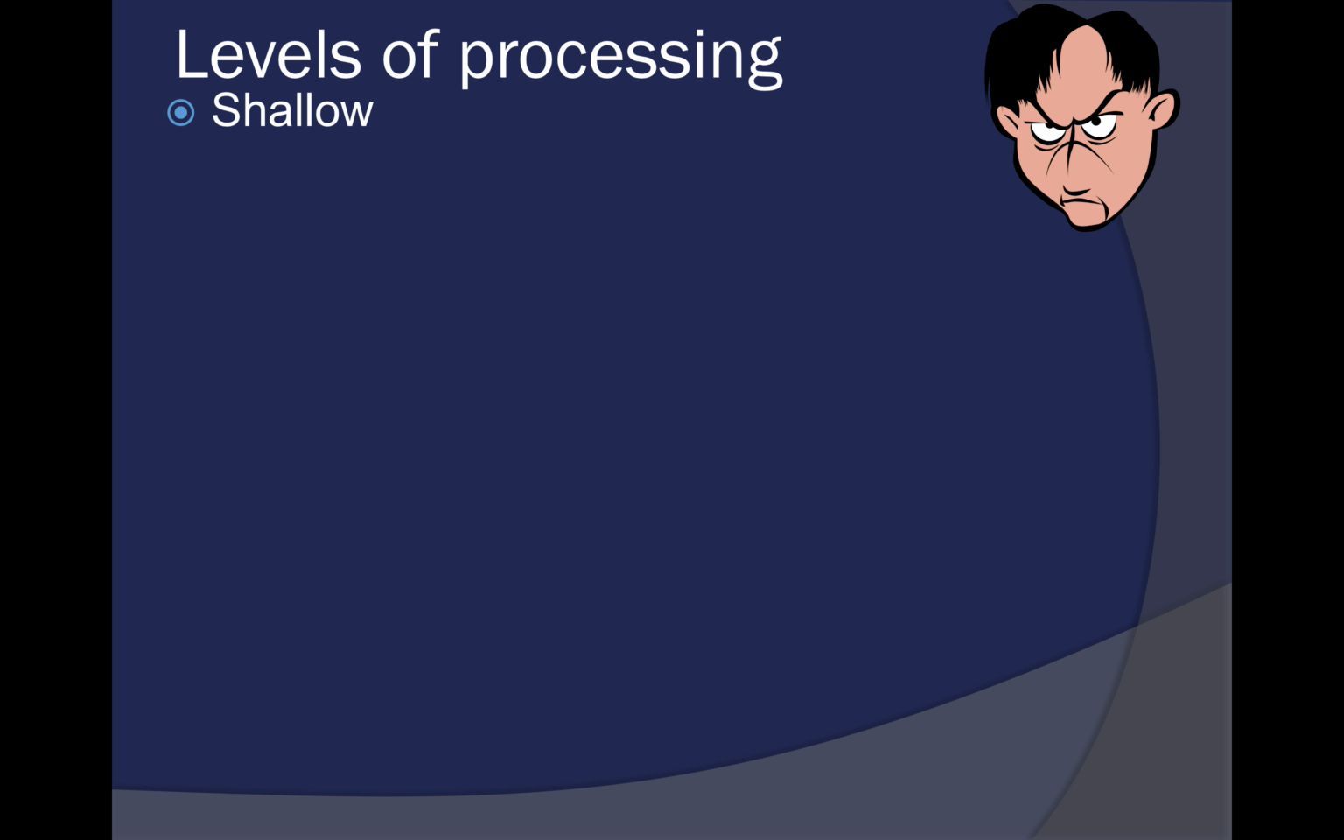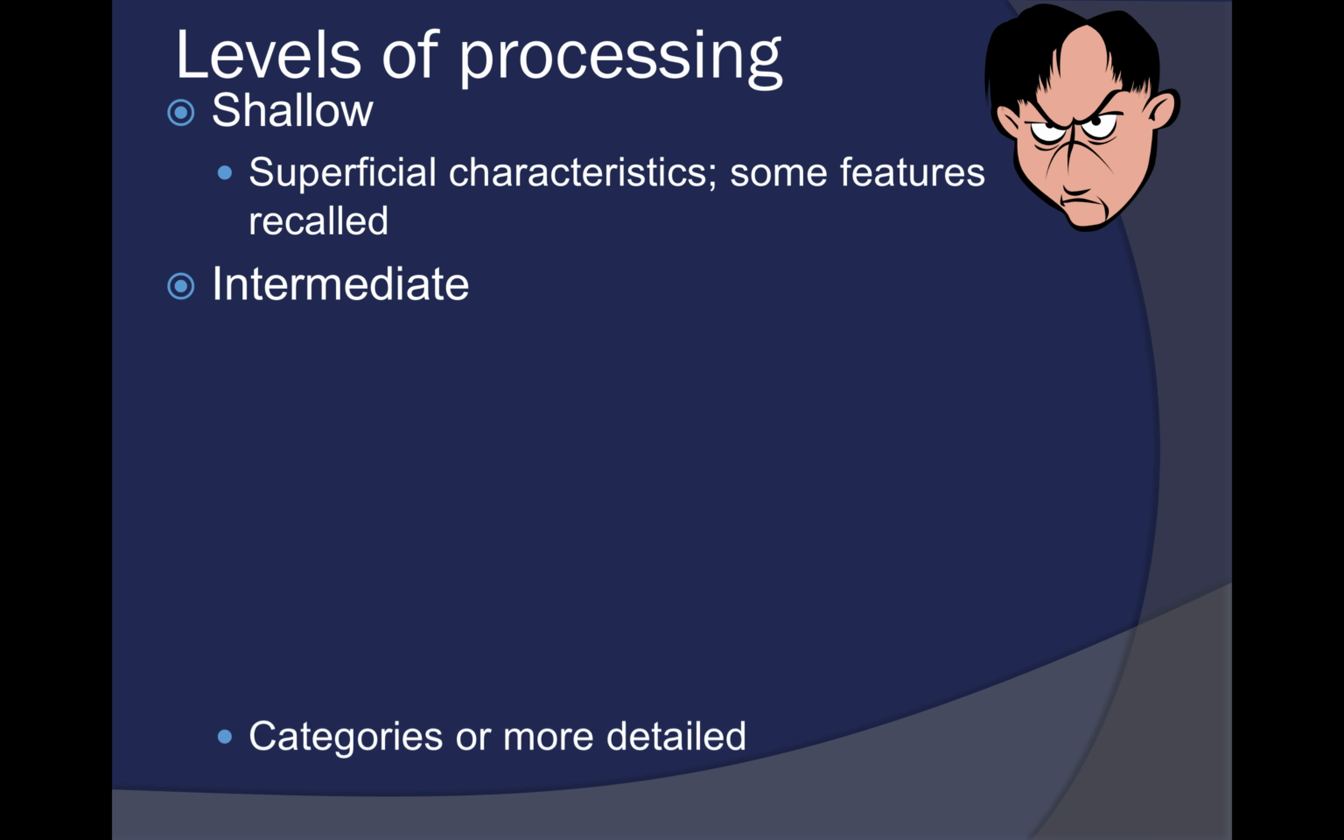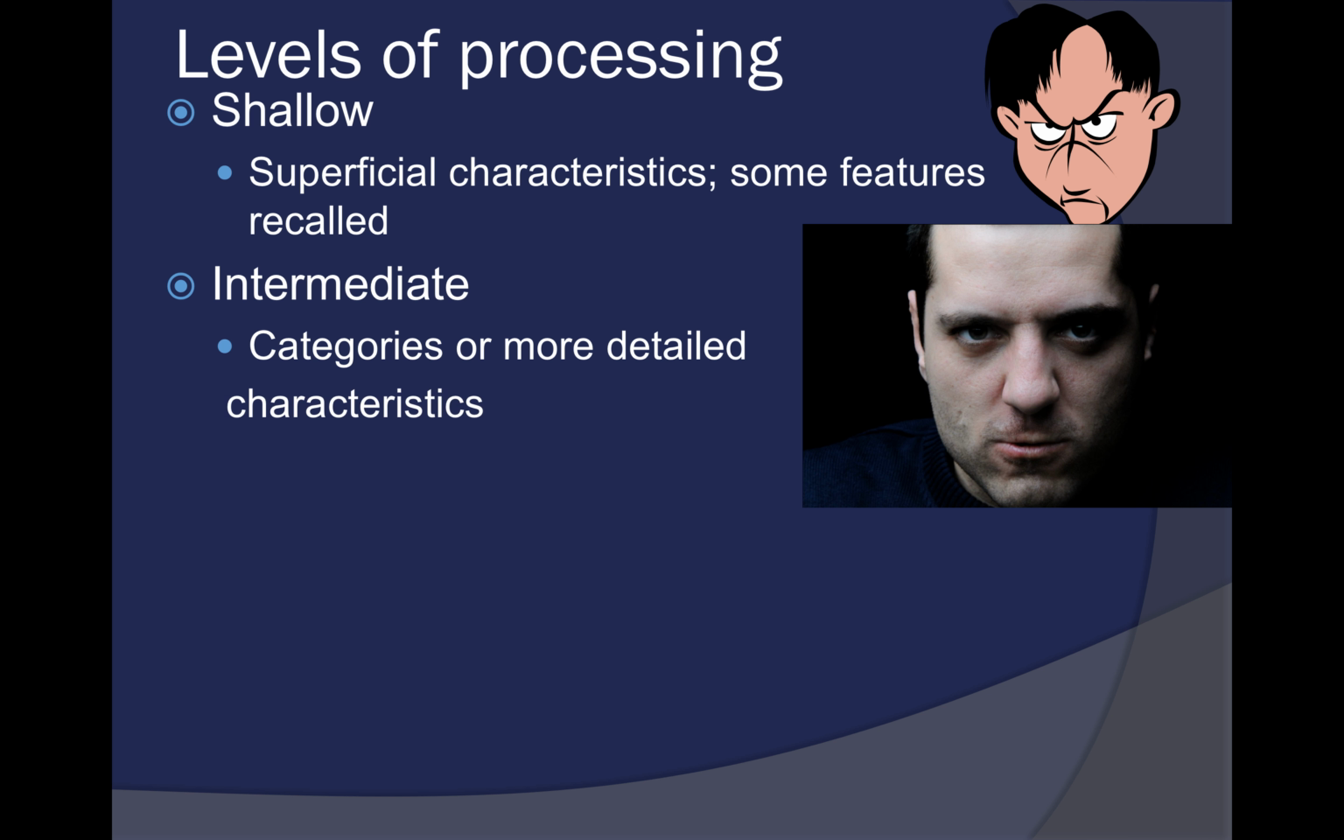So, for shallow information processing, if you're trying to remember the face of someone that you saw just briefly, like during a car accident, and all you can remember is that the person who caused the accident was a white male, that's shallow. Superficial characteristics and a few features, but that memory is not going to help police track down the perpetrator. On the other hand, intermediate is categories, and it's more detailed characteristics. So, for instance, if you can remember that they had dark hair, you can remember that they were balding, that's more detail that might help identification.